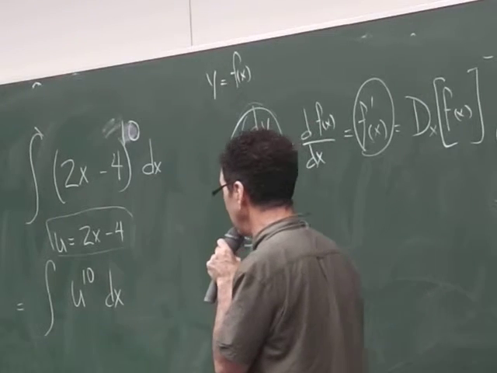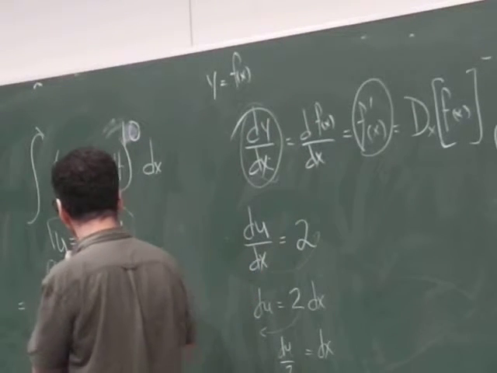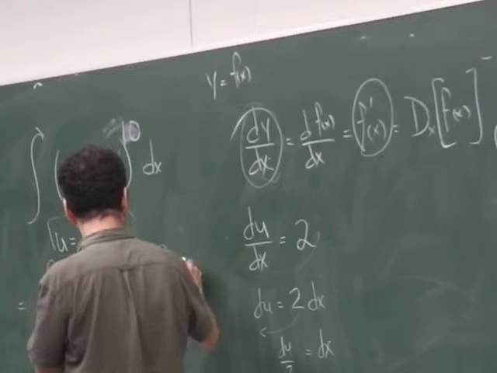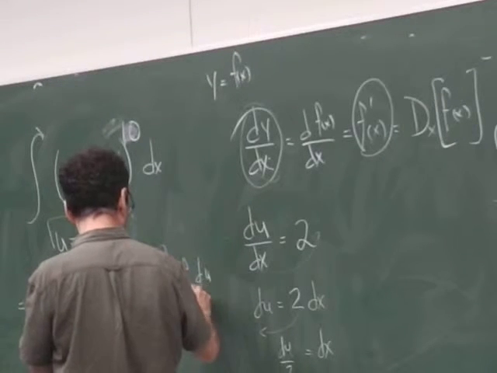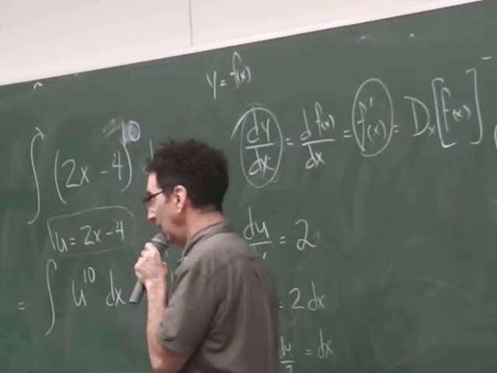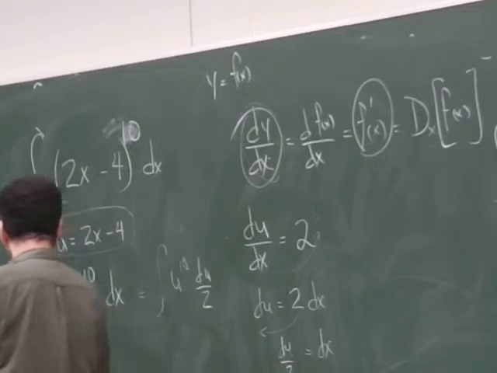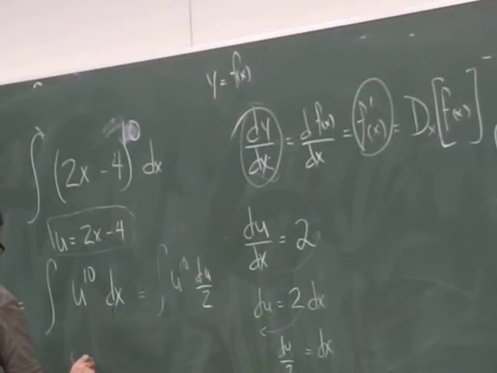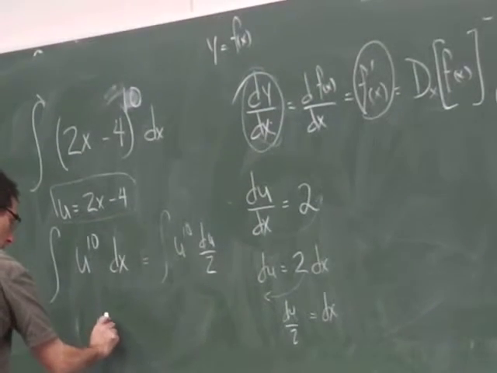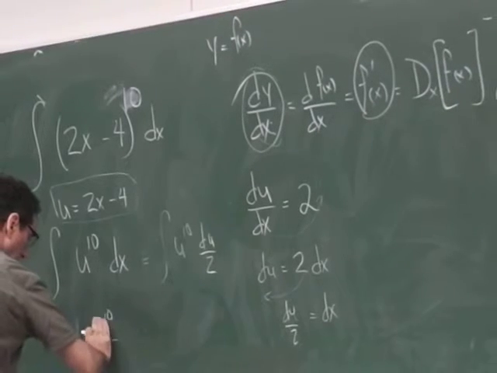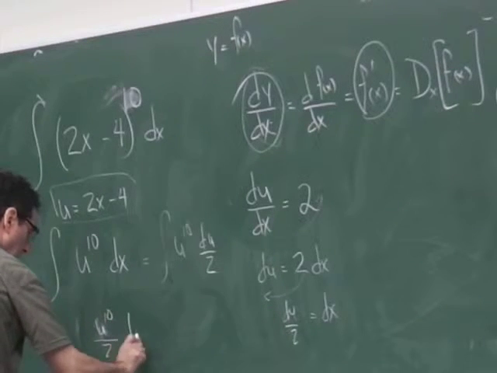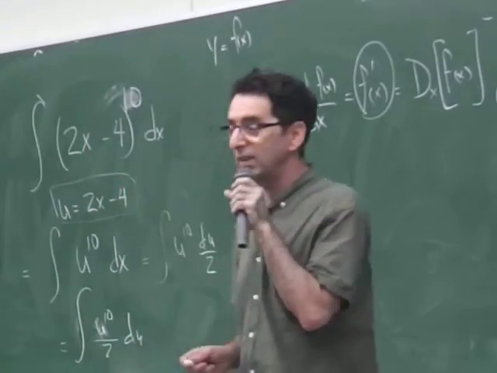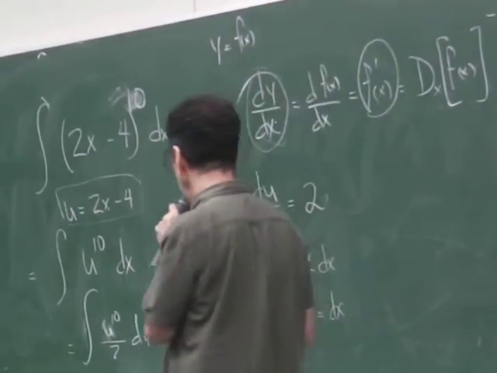Now, what can I do? Of course this is, well anyway, so now what can I do? Right? And now I can bring that 2 over here, or that 1/2 rather. And now you can do it. Now you can use the rule. What is the rule?